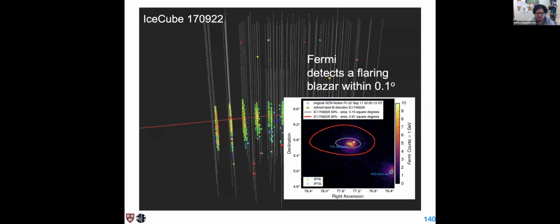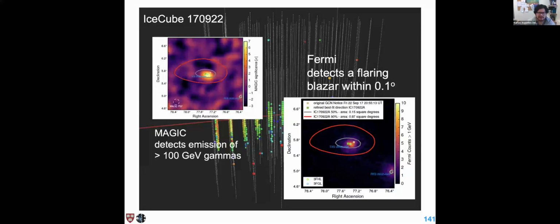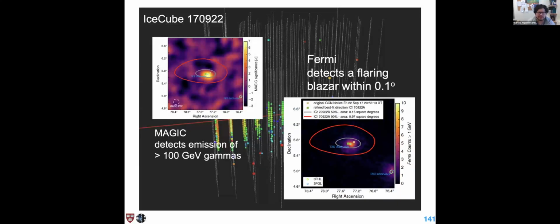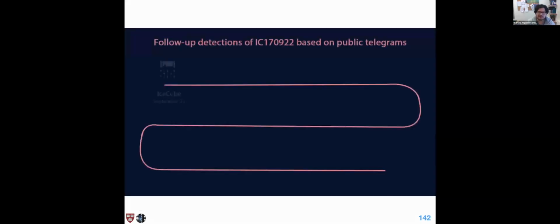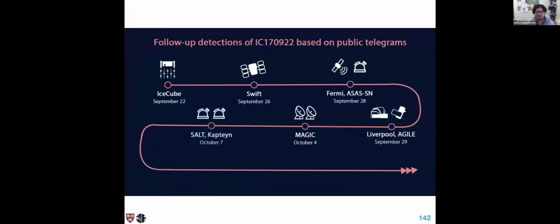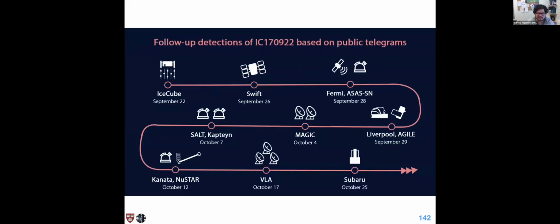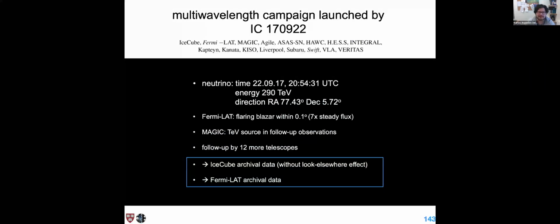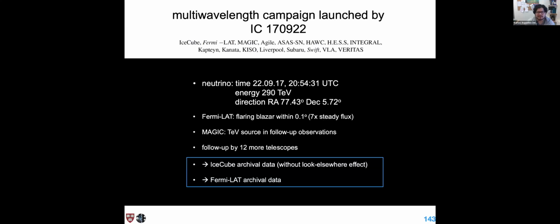What was exciting about it is that soon after this event was observed, Fermi looked at the direction of this event and saw that there was a blazar within 0.1 degrees that was in higher gamma ray activity. And MAGIC also saw emission of high energy gamma rays in that direction. This led to a follow-up cascade of the 2017 event, where IceCube saw it in September, then it was seen by multiple observatories after the fact, giving us the first multi-messenger observation of a neutrino source. This was published in Science a couple of years ago and led to the first discovery of a neutrino source, which is known as the TXS 0506+056 blazar.